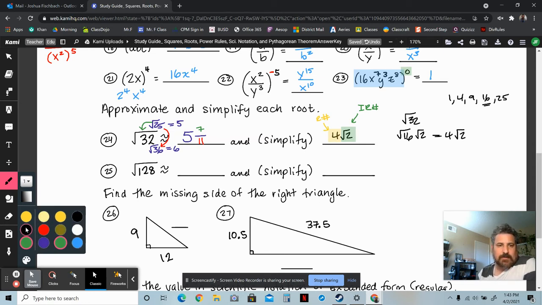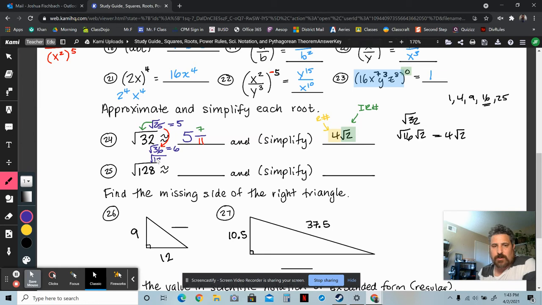Let's take a look at the next one. The next one is 128. So if we do our approximation strategy here, the perfect square below it is going to be 121, which is 11. The one above it is going to be 144, which is 12. So this is somewhere between 11 and 12, closer to 11.